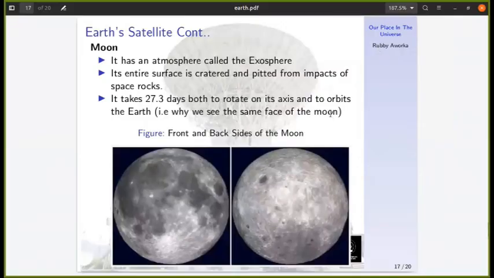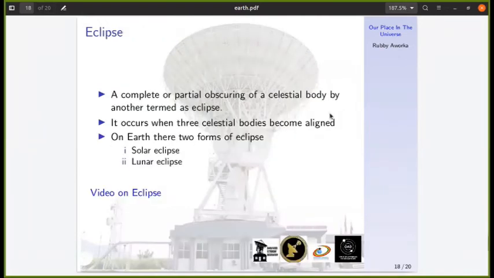So what happens when our moon, the Earth, and the sun become aligned? This brings us to the topic of eclipse. An eclipse is a complete or partial obscuring of a celestial body by another. It occurs when 3 celestial bodies become aligned. On Earth here, we have 2 forms of eclipse, that is the solar eclipse and the lunar eclipse.